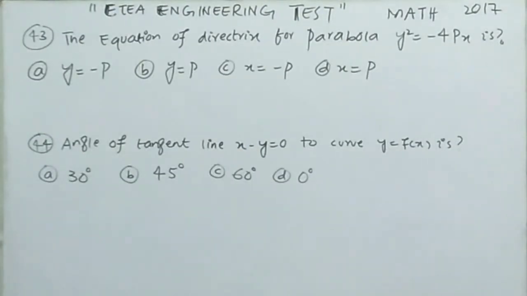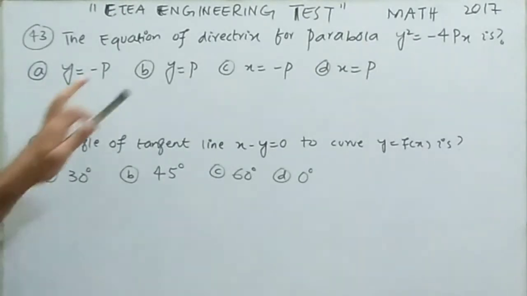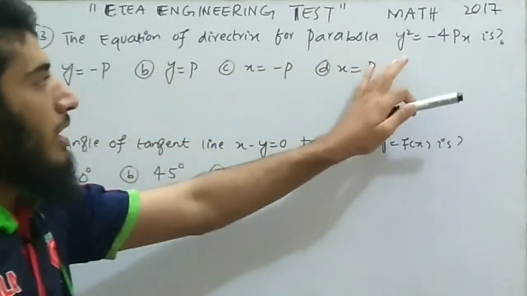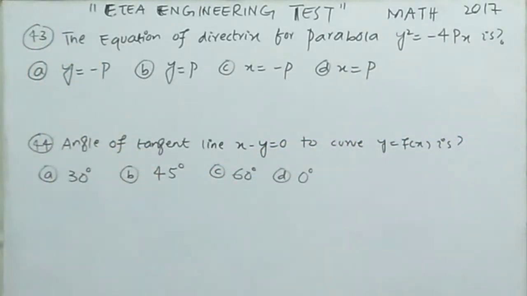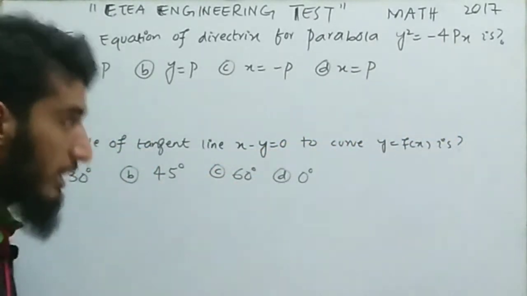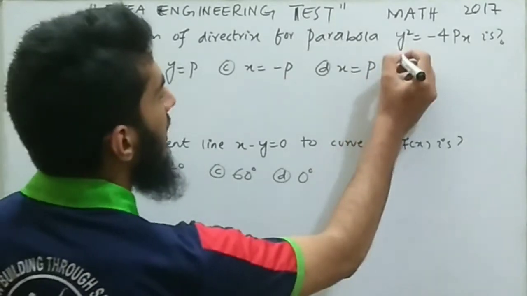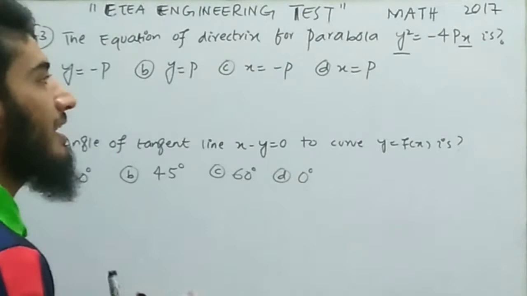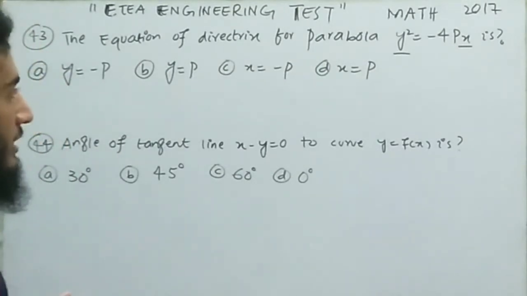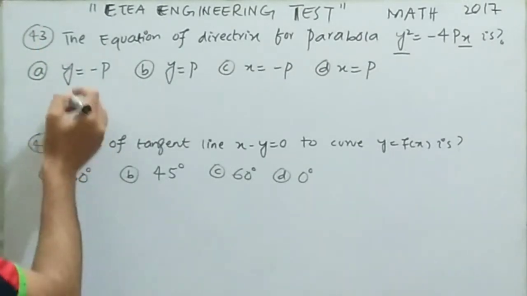Now move to the next MCQ, number 43. It asks what the equation of the directrix for the parabola y square is equal to negative 4px will be. Four options are given. Remember the first thing we look at is the right hand side of y square. Here we have x, so it means that this parabola lies along the x-axis, so we will neglect the y options.